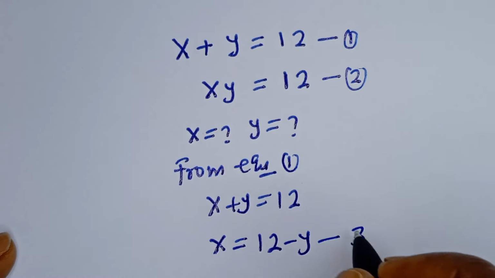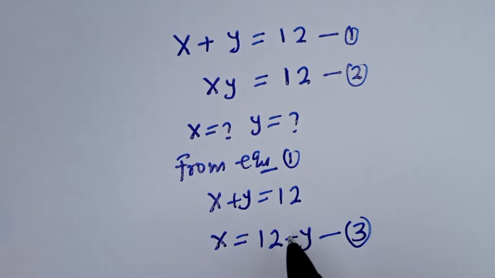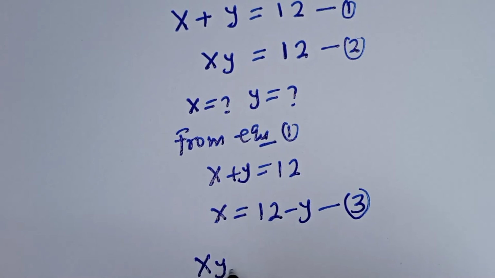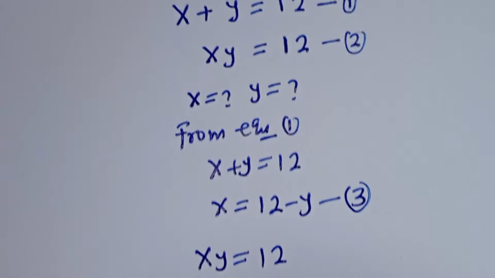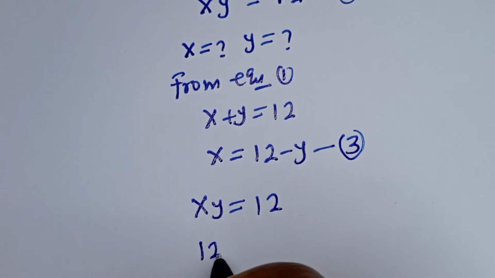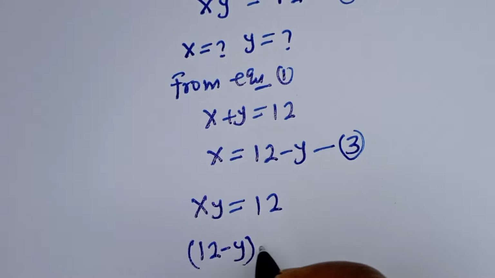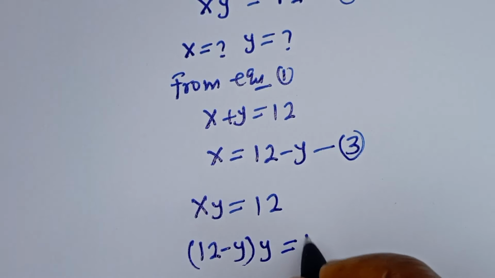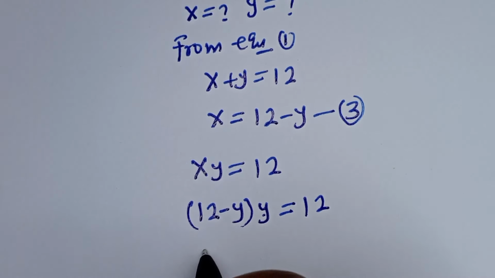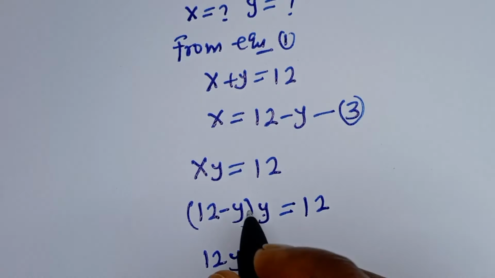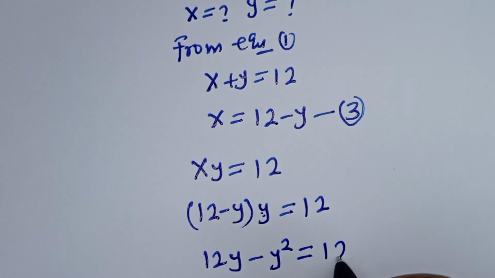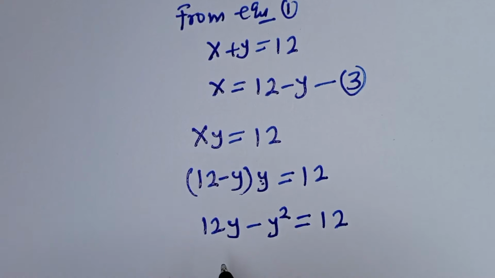This is equation 3. Now let's substitute this equation 3 into this equation 2. That is, xy is equal to 12. Then when x is equal to 12 minus y, we have 12 minus y bracket y is equal to 12. Now let's open the brackets. 12 times y, this is 12y, minus y times y, that is y square, is equal to 12.